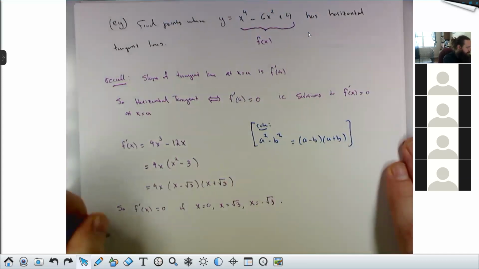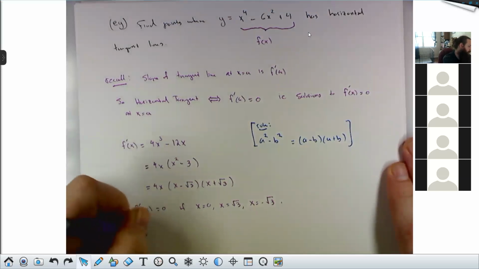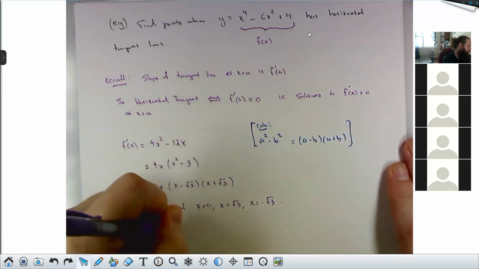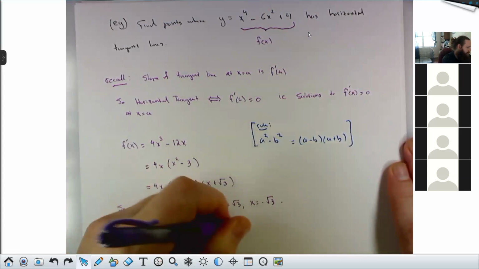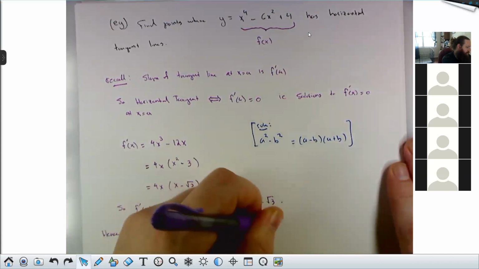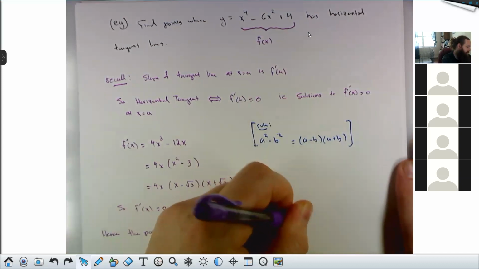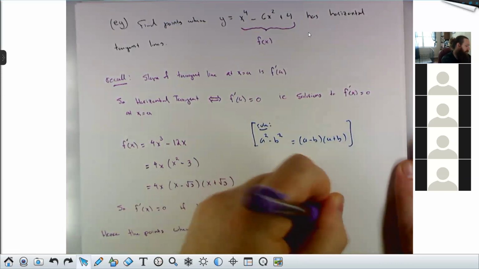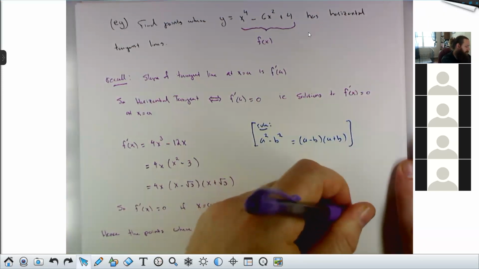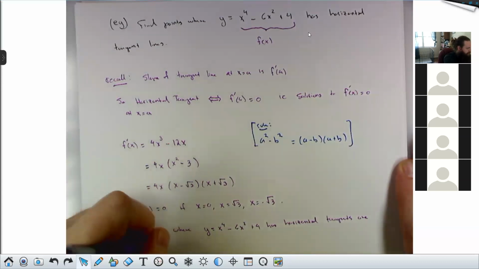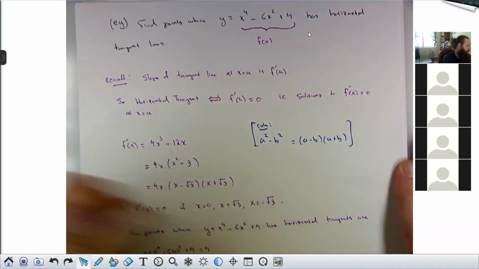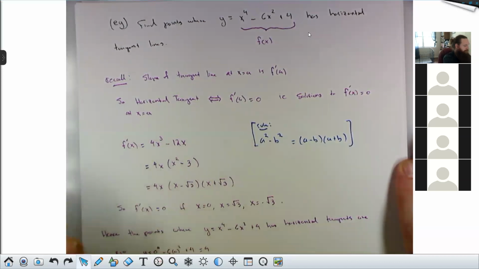Let's say hence the points where y equals x to the 4 minus 6x squared plus 4 has horizontal tangents are, well, when x is equal to 0, y is equal to 0 to the 4 minus 6 times 0 squared plus 4, which is 4. So we've got the point (0, 4). That's one of them.